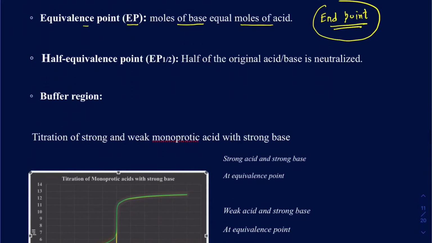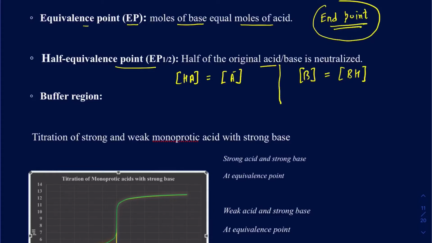The other thing you want to know is the half equivalence point. Obviously, as the name specifies, you're only going to be neutralizing half of your original acid or base. And other important thing you want to make sure you know, if I'm titrating suppose an acid, then at half equivalence point, the concentration of your acid and the concentration of your conjugate base is going to be the same. And then I can say that otherwise as well. If I'm titrating the base, then the concentration of your base and the concentration of your conjugate acid is going to be the same.